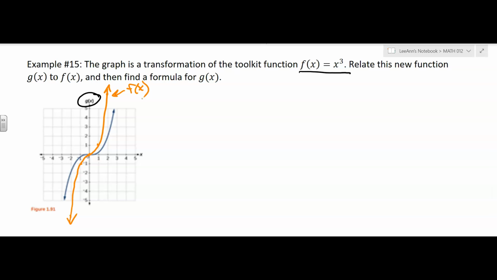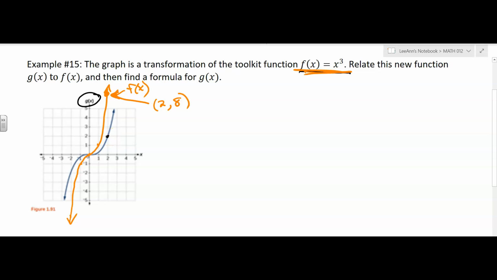Okay, but now we want to know exactly what we think that compression is. If you'll remember up here, that point is the point (2, 8). If I were to put in 2 for x into f of x, I would get out 8 because 2 cubed is 8, right? Okay, now let's see what happens on this blue graph. It looks like the point (2, 2), right?